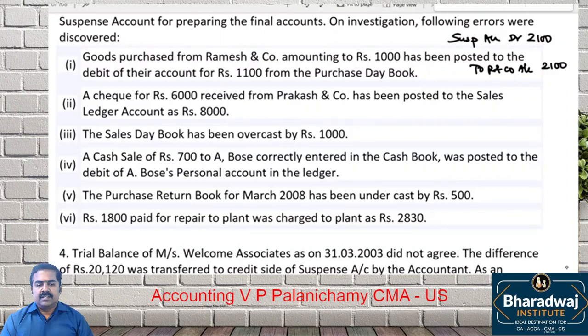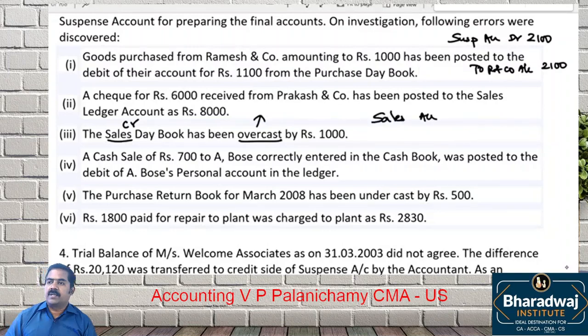Sales account debit 8000 to Prakash, 6000 to suspense. Next error, look. What is the next error? Sales book has been overcast. Sales is a credit item or debit item? Sales is a credit item. It is overcast now. Debit to cancel.